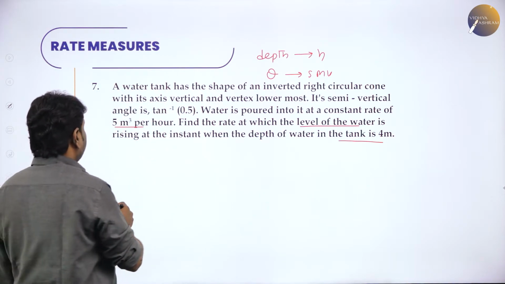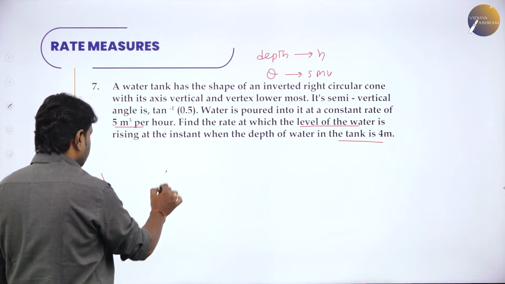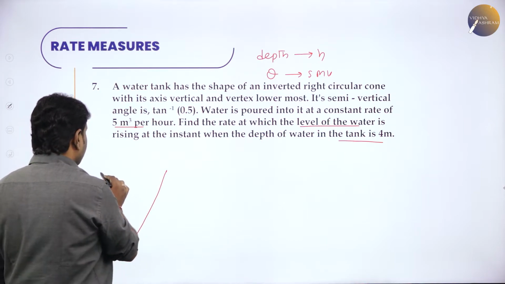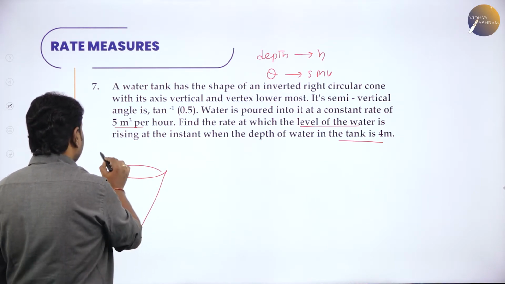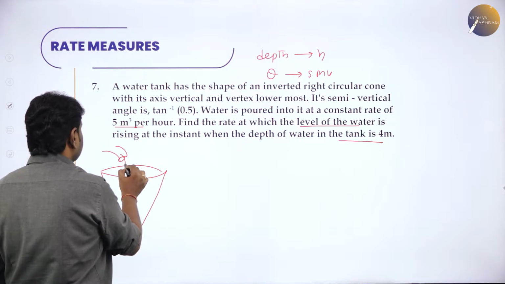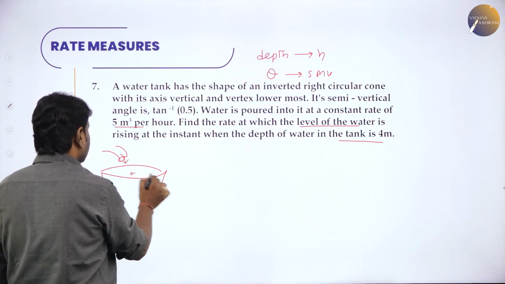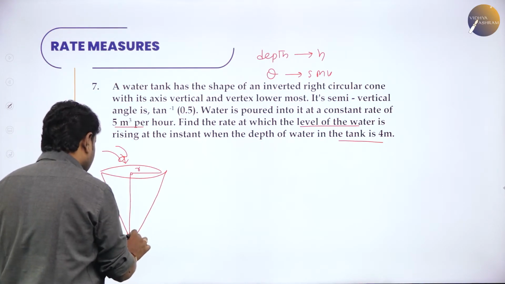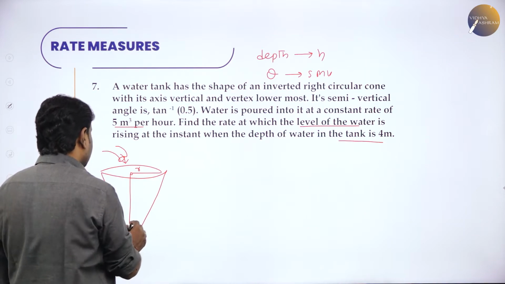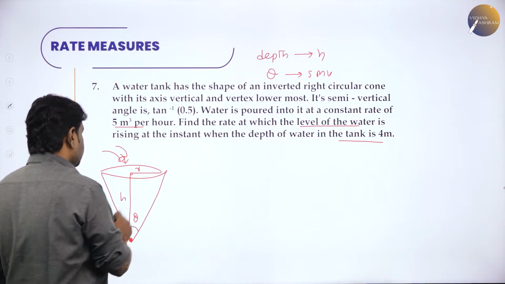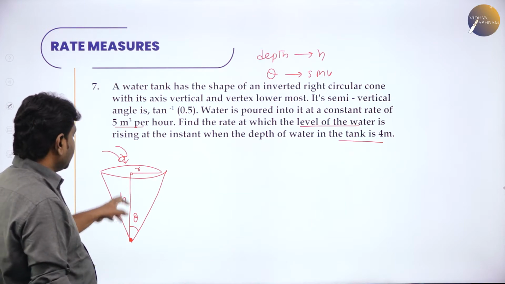So now it is in the form of what? Cone they told. And in this cone they are pouring water. They are pouring what? Water into this. As usual the cone will have radius, the cone will have height, and the cone will also have semi-vertical angle theta. Now this is h. So now we can see a right angle triangle here.